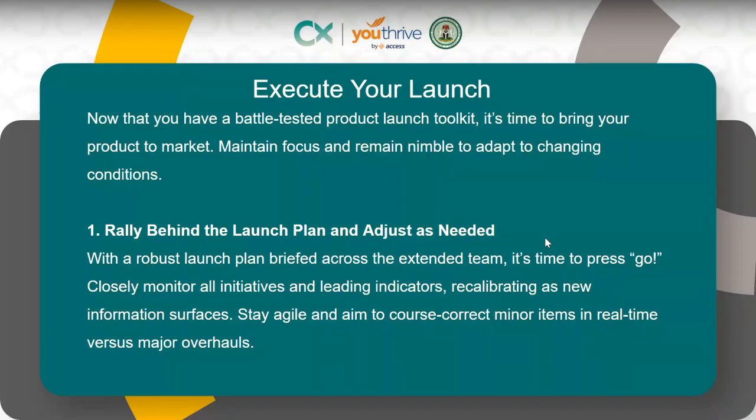Now you are rallying behind the product launch plan and adjusting as needed. Very important: stay agile. Aim to course correct minor items in real time versus major overhauls. Don't come to a point where you're trying to do an overhaul in your launch, because that's not the place to change everything. All you're doing is seeing what major things need to change, and you are evolving and iterating on the go.